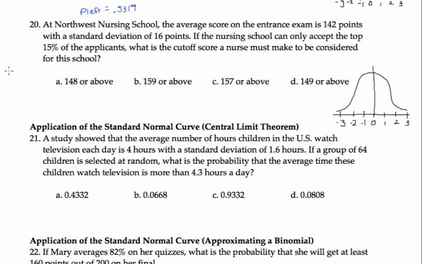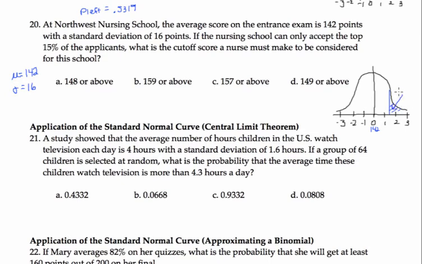Okay, the average score on this entrance exam is 142, and the standard deviation is 16. I want the top 15%. Well, if the average is 142, that's right here. I want the top 16%. I don't know, maybe right here. I'm kind of guessing.